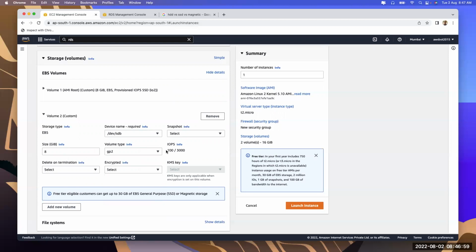IO2 ratio, okay, pay attention very quickly. GP2 ratio is defined, 100 is minimum. IO1 ratio is 1 is to 50. So if it is 8, it becomes 400. IO2 ratio is 1 is to 500. So if it is 8, it becomes 4000.